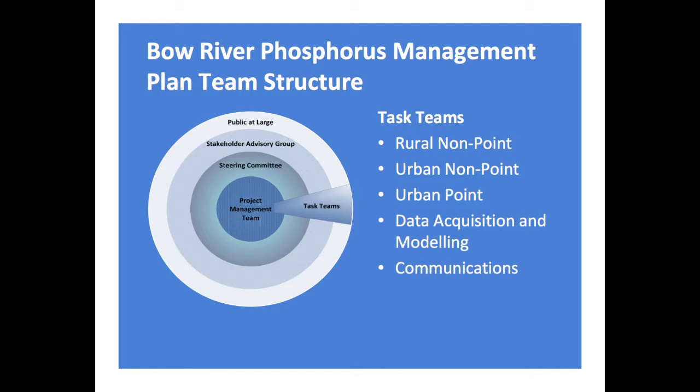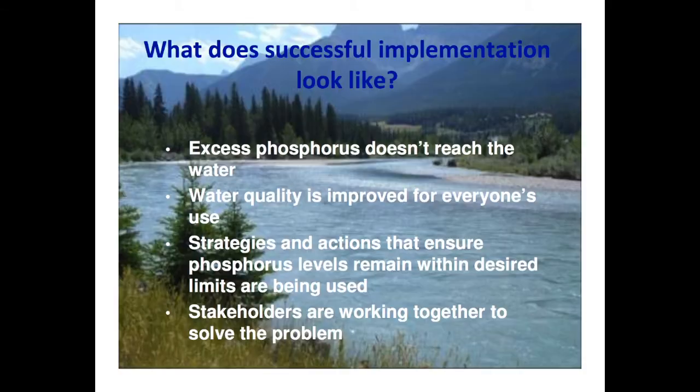So it's been great. Somebody yesterday in their presentation said the plan is the process, or the process is the plan, I think they said. And that has been so true in this case, where we've learned so much as we've been going along, and there are so many side benefits. So what will successful implementation look like? Well, hopefully excess phosphorus doesn't reach the water, so we're talking edge of field here to some extent. Water quality is improved for everyone's use. We have strategies and actions that ensure phosphorus levels remain within desired limits, and stakeholders are working together to solve the problem, and that's the key.